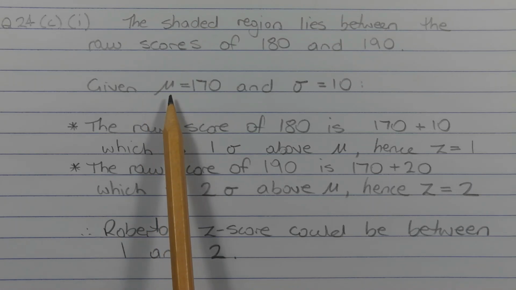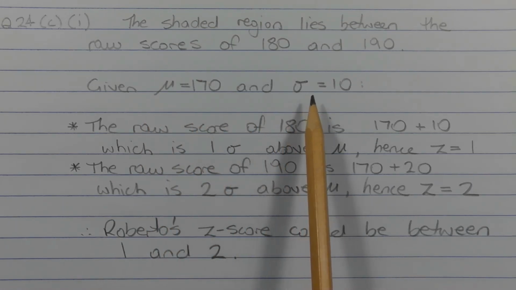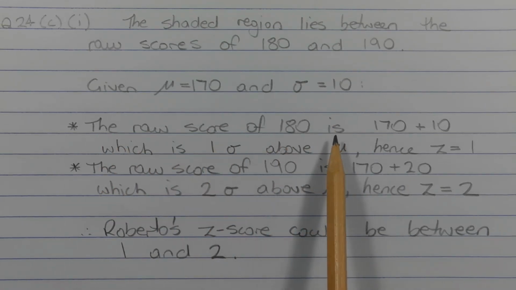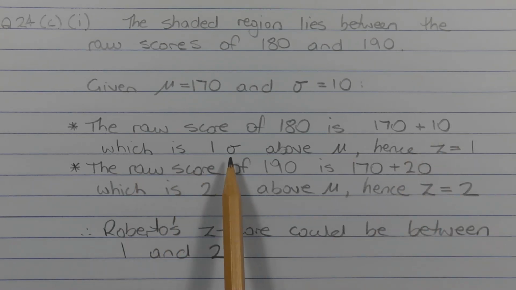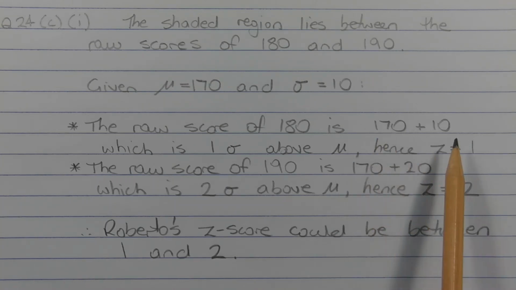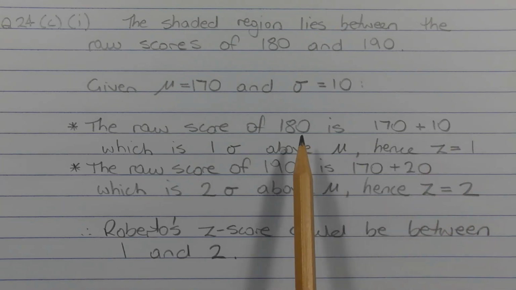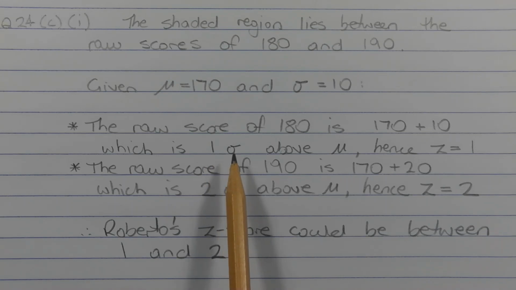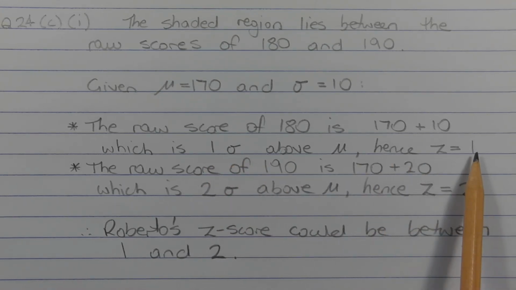Given the mean mu is equal to 170 and the standard deviation sigma is equal to 10, the raw score of 180 is 170 plus 10, which is one standard deviation above the mean. So the mean is 170, the standard deviation is 10, and 170 plus 10 is equal to 180, which is why 180 is one standard deviation above the mean. Hence, its z-score is 1.